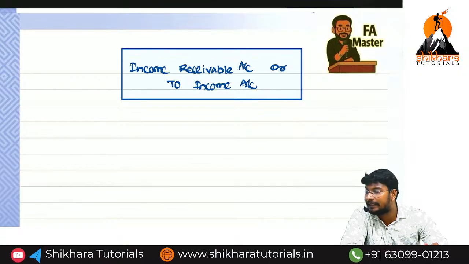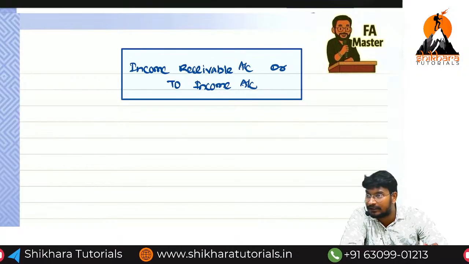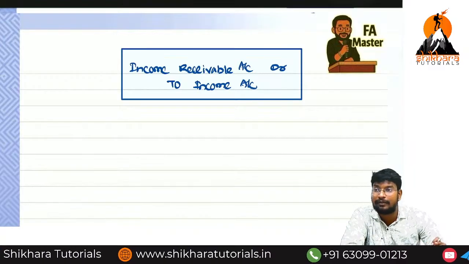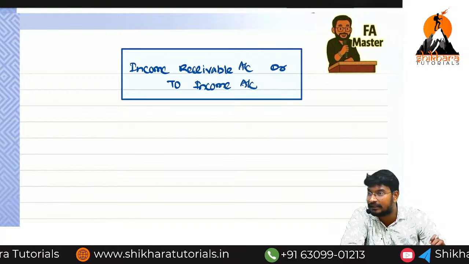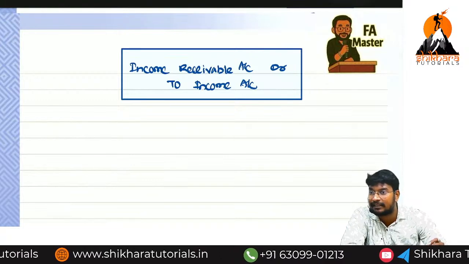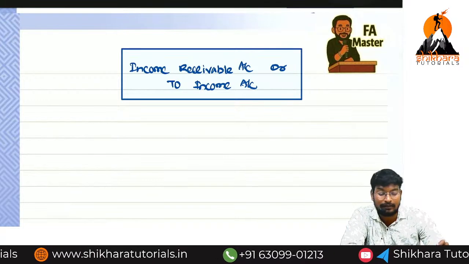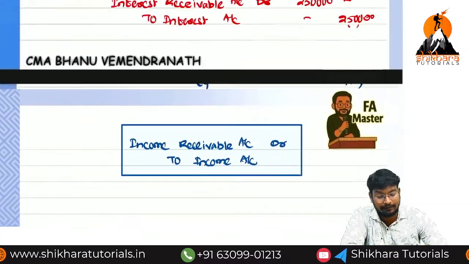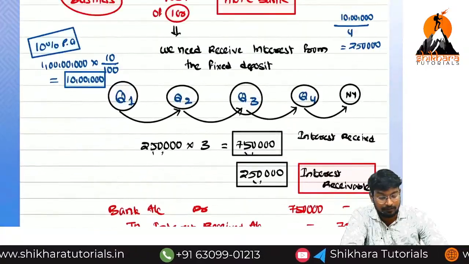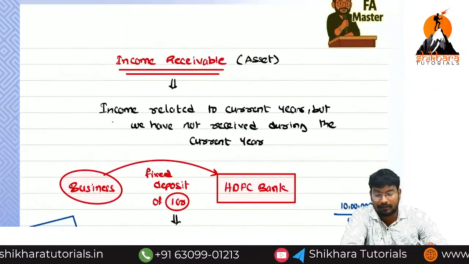Income received in advance. So till now we have completed the outstanding expenses, prepaid expenses, and income receivable. Outstanding expenses is a liability. Prepaid expenses is an asset. Next one, income received in advance. Income receivable is called asset.